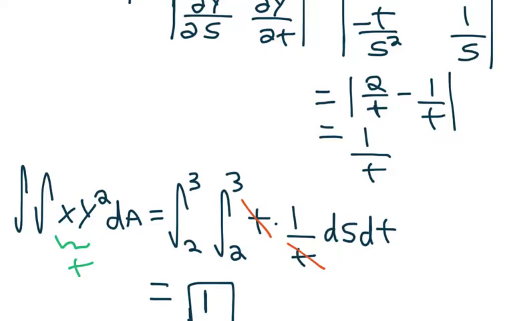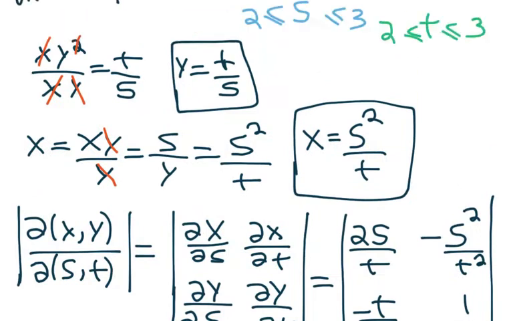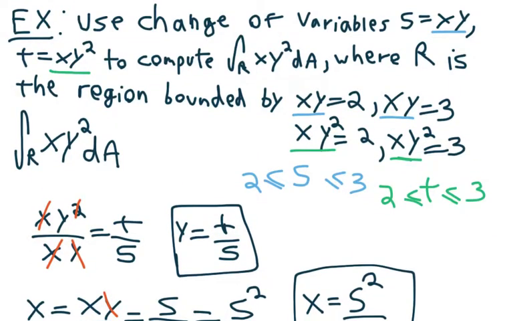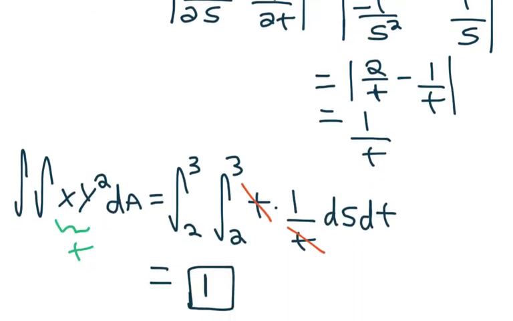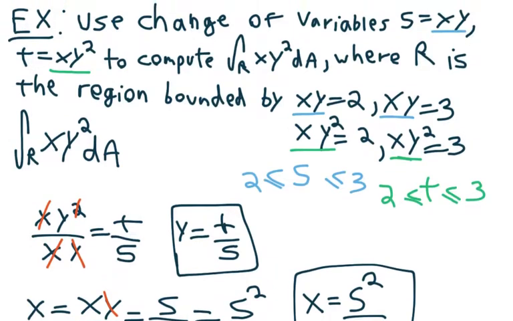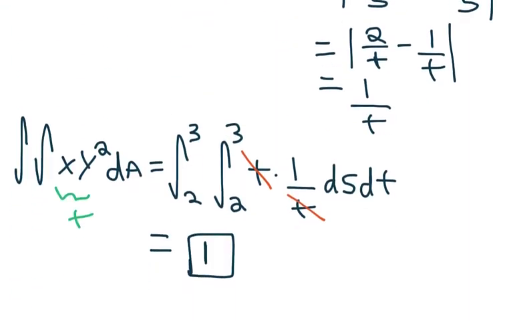So the double integral of xy squared dA, which was what they asked us to find at the beginning, well, we know xy squared is just t. So essentially, they're asking us to find the double integral of t dA. And both integrals have a limit of integration from 2 to 3. We found that at the very beginning. So integral from 2 to 3, and then integral from 2 to 3 of t, which is our xy squared, times our Jacobian, which is 1 over t, ds dt. Solve the integral, and you get a final answer of 1. And that's how you solve change of variable problems.